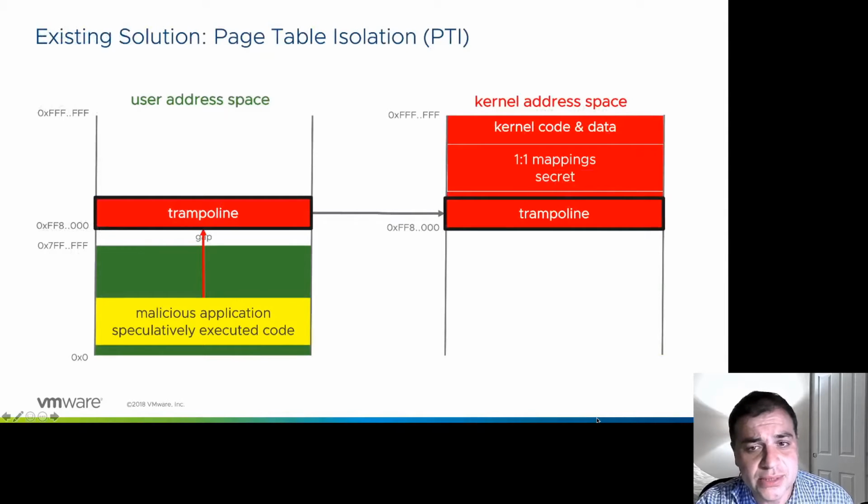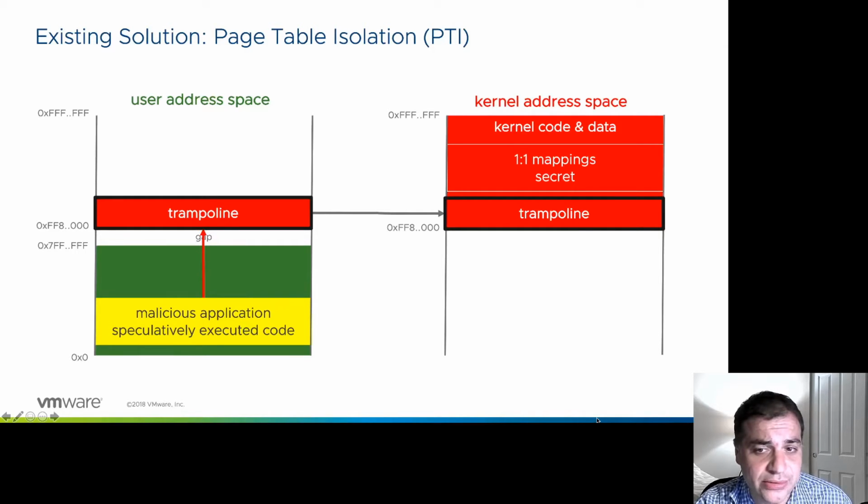The existing software solution is called page table isolation, or PTI. In this solution, each process address space, as reflected in the page tables, is split into two address spaces, one for the user and one for the kernel. And a trampoline is set in the address spaces to switch between the two. The only data that might leak in this case is the one that resides on the trampoline.